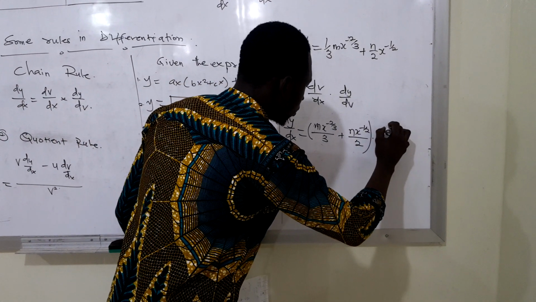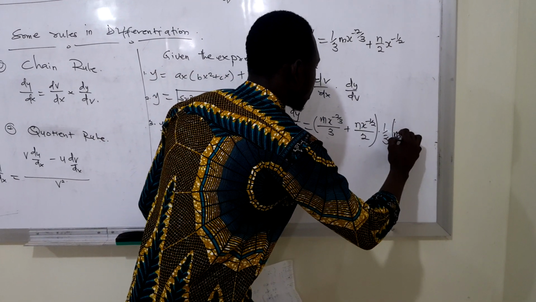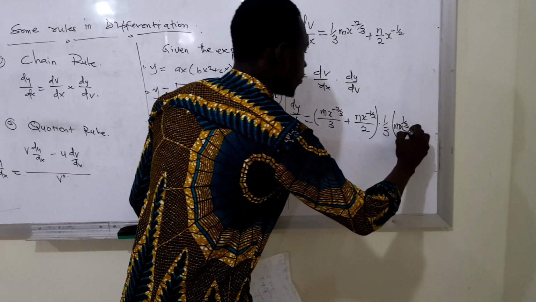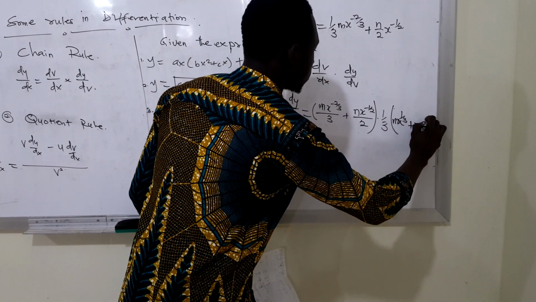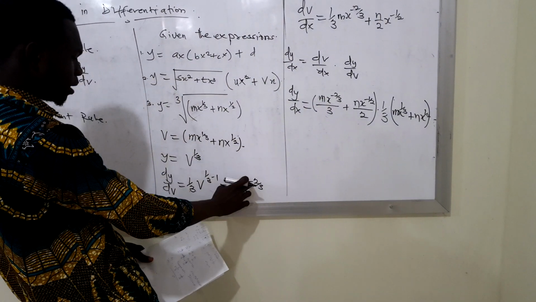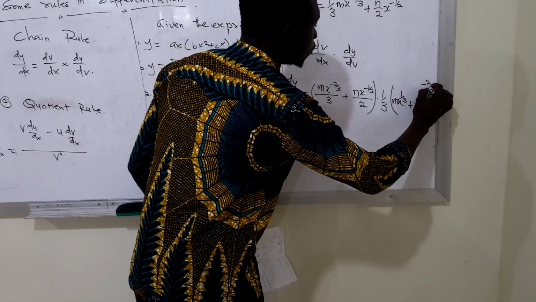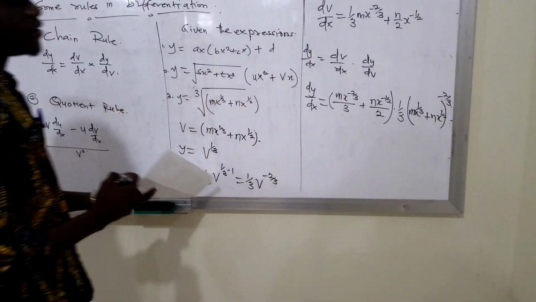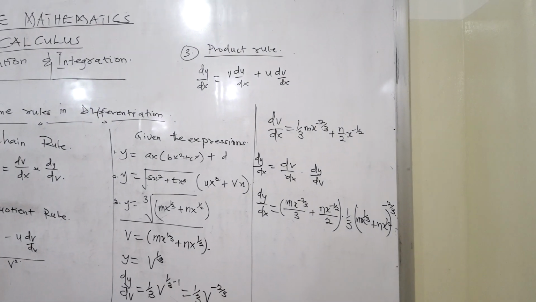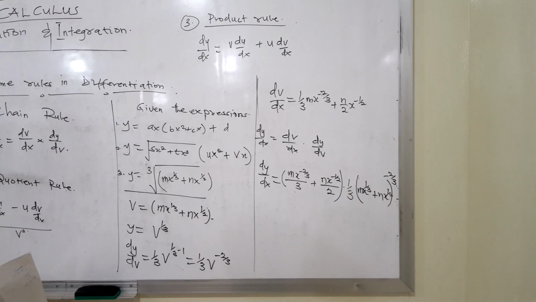So multiplying the whole expression, m x^(1/3) plus n x^(1/2), all exponent negative 2/3. And this is the derivative of this function. Quite complex, but when you take your time in solving it, you will get it clear.